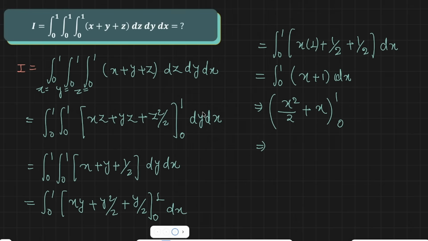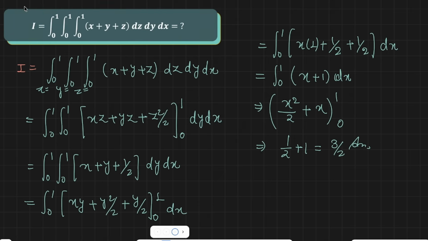So it will be from 1, so it will be 1 by 2 plus 1 when you will put 0. So basically it is nothing but 3 by 2. This is the answer of this integral. Okay, so you can solve this integral, just reverse process. Okay, now this is constant limit.